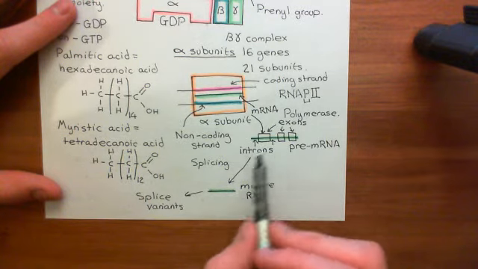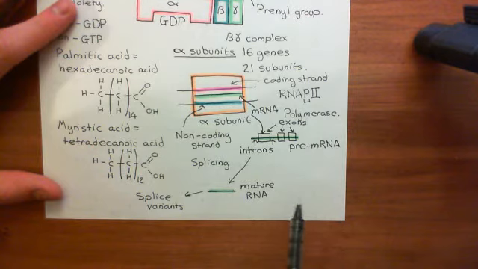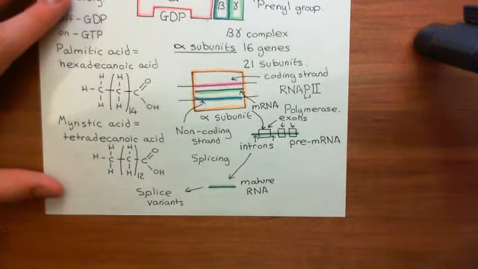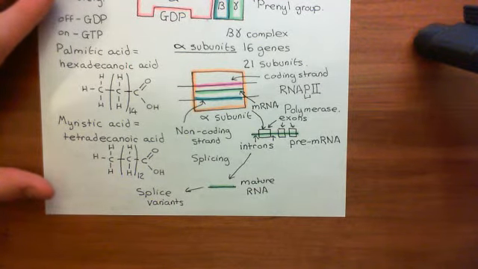But sometimes there are multiple, more than just two pieces of mature mRNA that can be produced, and therefore you can produce different splice variants of that same gene. So that's how, even though we only have 16 genes, we can produce 21 different alpha subunits.